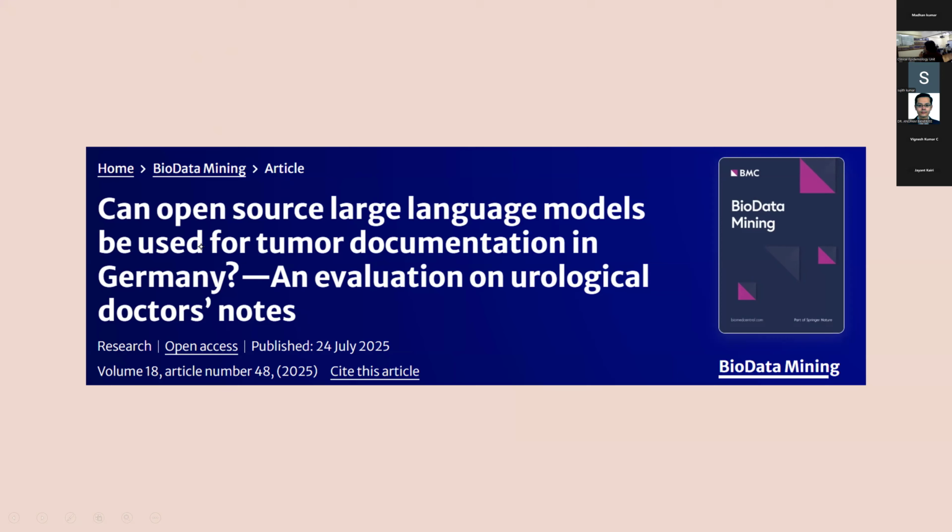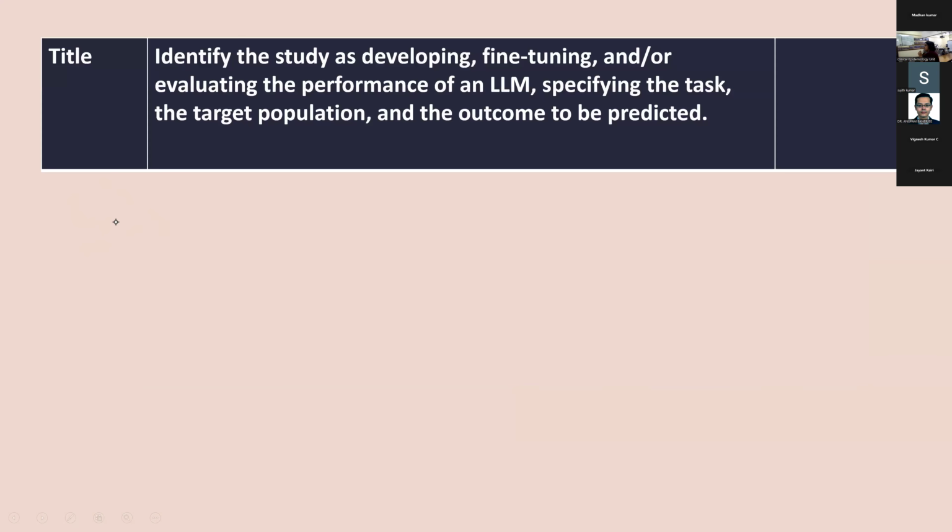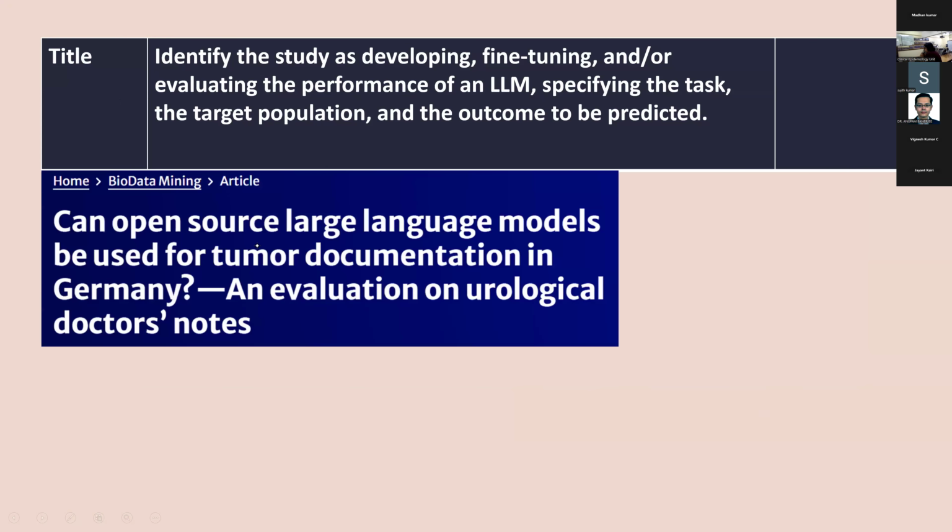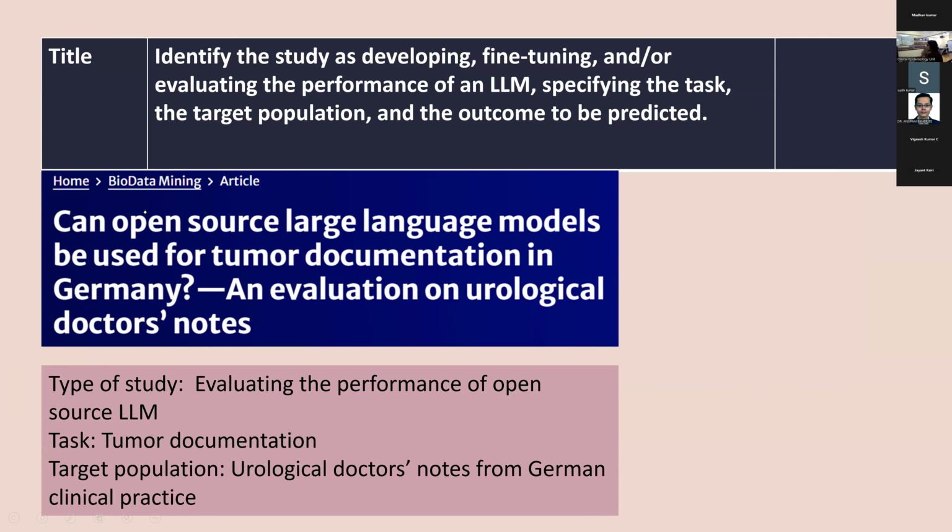So we'll see how this article fits into the TRIPOD-LLM checklist, starting with the title. Identify the title as developing, fine-tuning, and/or evaluating the performance of an LLM, specifying the task, target population, and the outcome to be predicted. So this is the title of the study. It identified the type of study as one evaluating the performance of an open source LLM. The task is tumor documentation, and the target population is urological doctors' notes from German clinical practice.